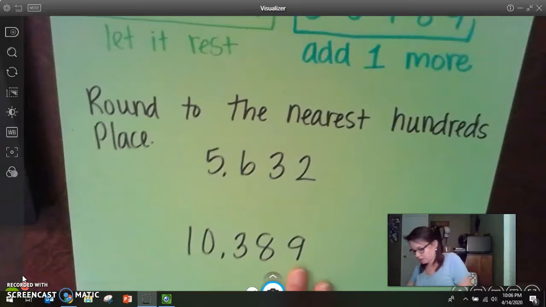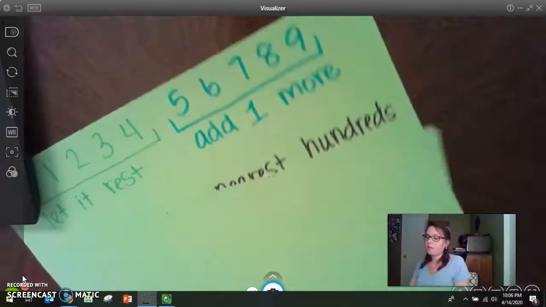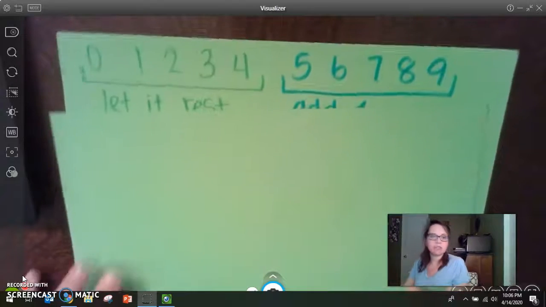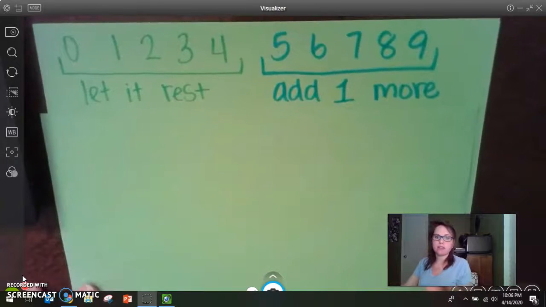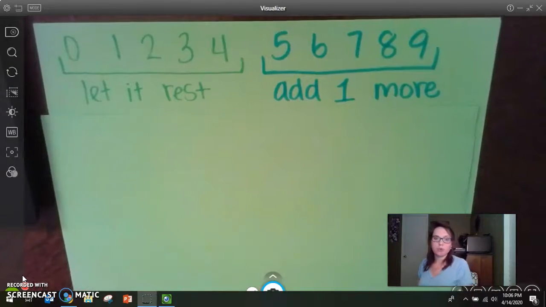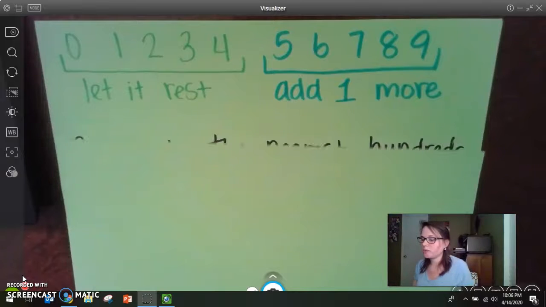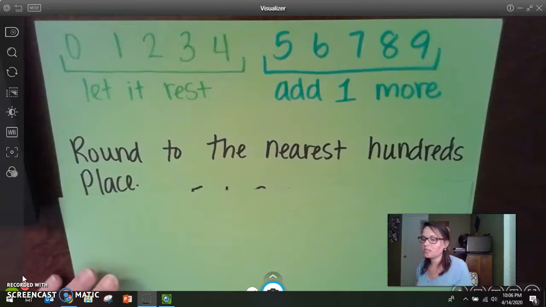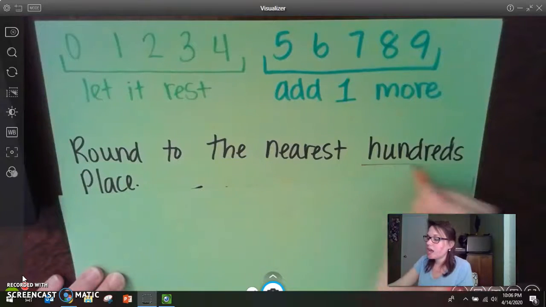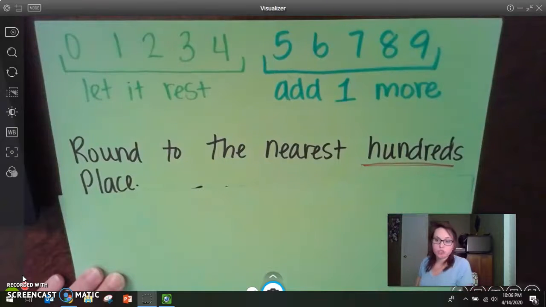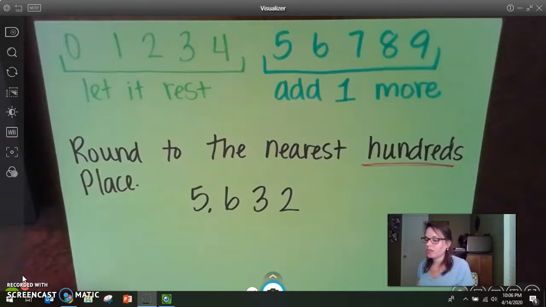So here, I have my cheat sheet again. My 1, 2, 3, 4, 5, 6, 7, 8, 9. My let it rest, add one more. Those are really important for me to remember. And this time I'm going to be rounding to the nearest hundreds place. We just worked with tens, now we're working with hundreds.